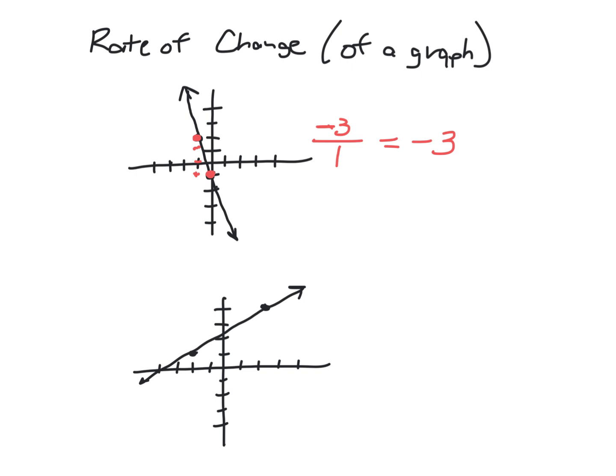In this example, I'm talking about these 2 points. This definitely has a positive slope. I'm going up 3 and I'm going over 4. Rise 3, run 4. So it'd be 3 over 4. 3/4 would be the slope of that line.